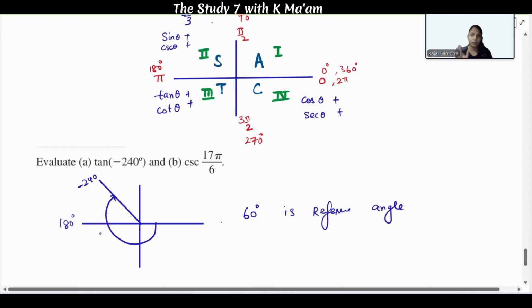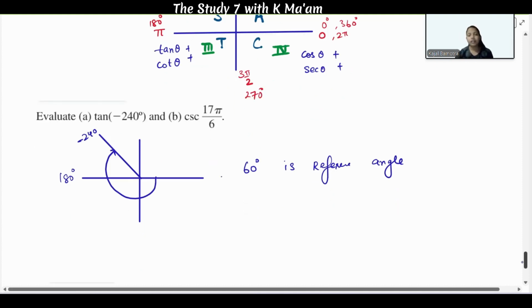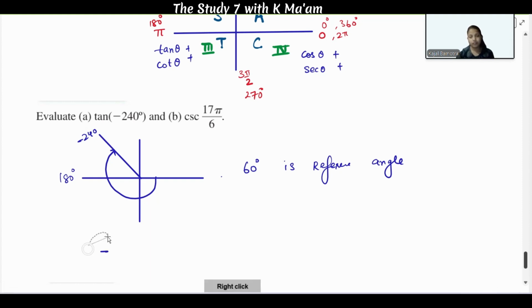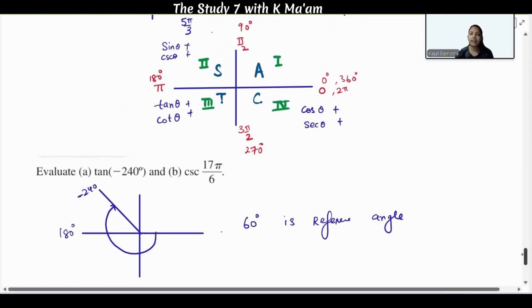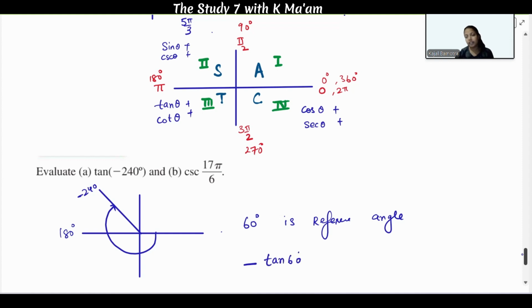You don't need to calculate 240 now. You will just use 60 degrees. Tan of negative 240, you can write negative, 60 degrees in the second quadrant. Tan is not positive in the second quadrant, so I will put a negative. Then tan of 60 degrees. That's it.